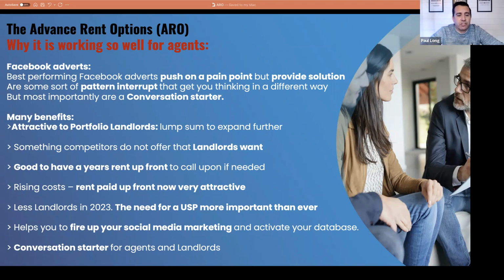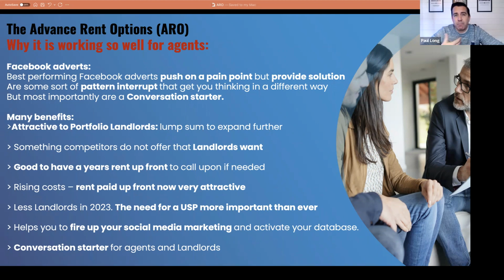Now, there's loads of other benefits to landlords why I think these adverts work well, and I've just listed a few there. For example, they're very attractive to portfolio landlords, the ARO being a lump sum to expand further. So you're attracting portfolio landlords here as well as new landlords. Something competitors do not offer that landlords want. Good to have a year's rent up front to call upon if needed. Rising costs, rent paid up front now very attractive. So you think about it, with all the costs going up, landlords are probably concerned about if rents are going to be paid. Less landlords in 2023, the need for a USP is more important than ever.